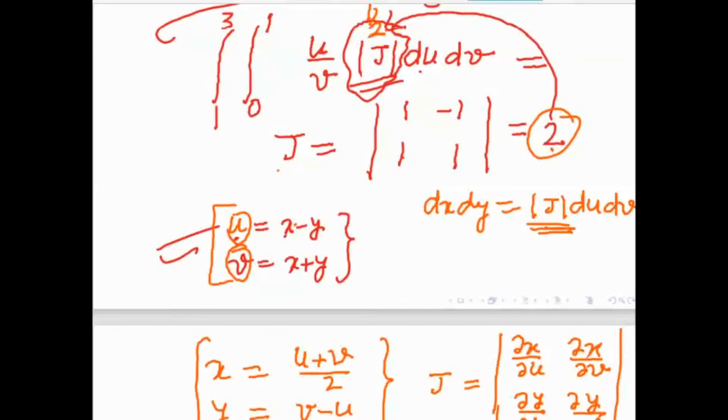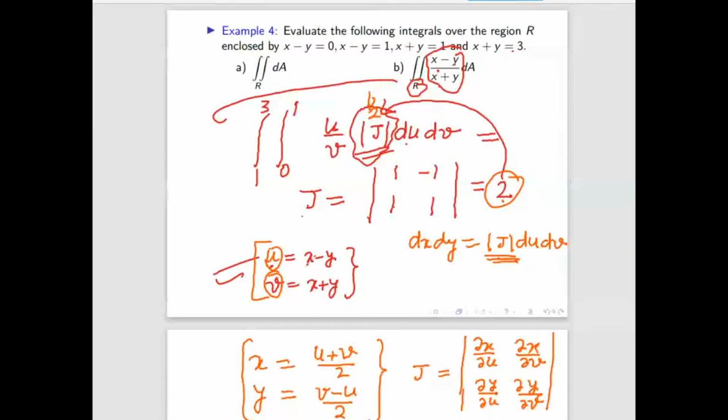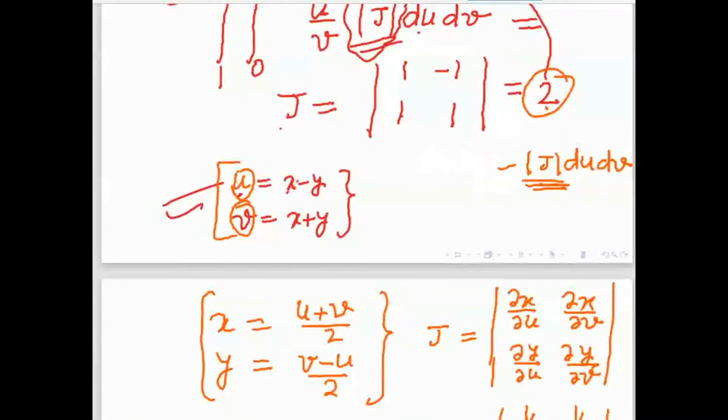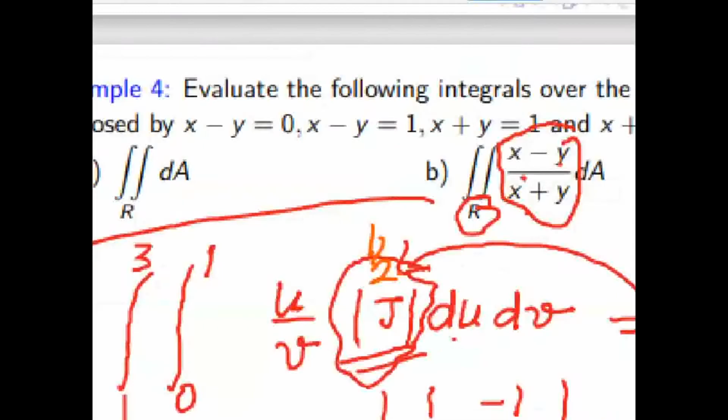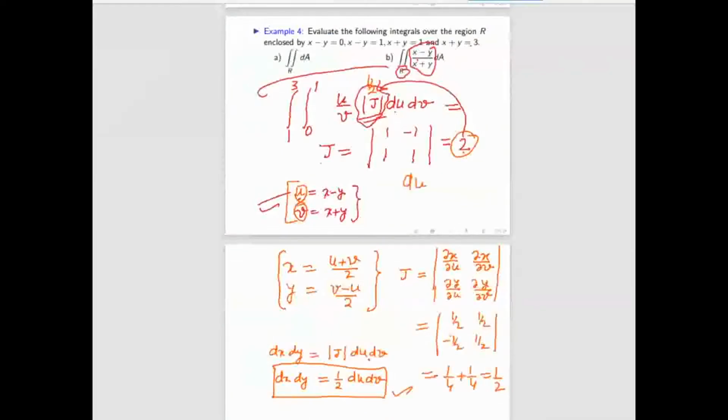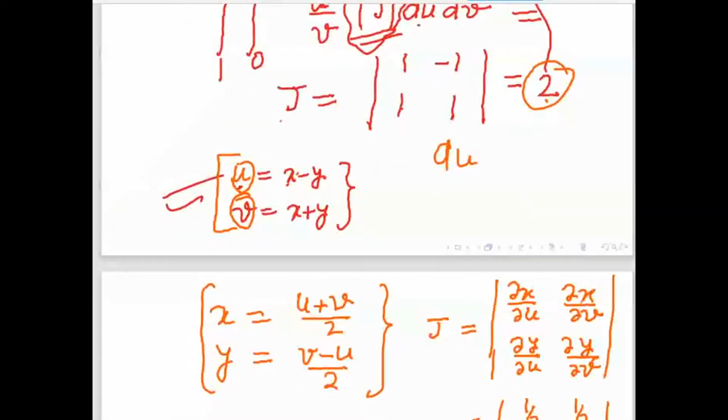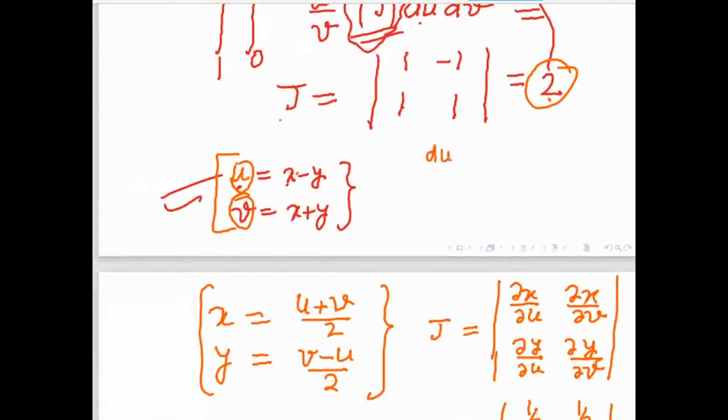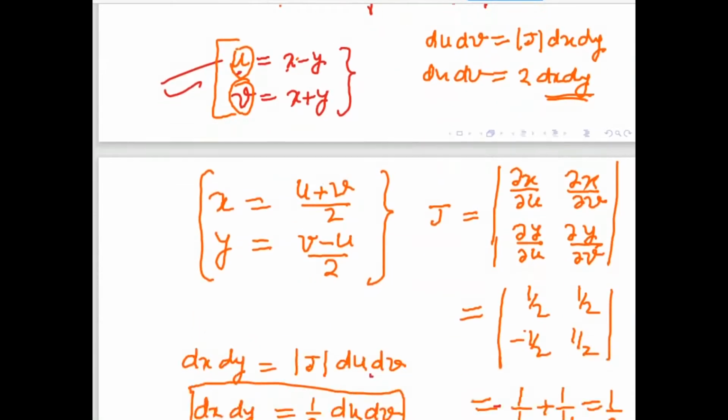So according to this result, what will become? If you do it this way, then what will come? This is du dv, that means the du dv value will be the Jacobian times dx dy. That is the meaning, because xy is this side, uv is this side. That Jacobian came 2, so we'll write 2 dx dy. So if you want to write dx dy, that will be half of du dv. Is that clear?